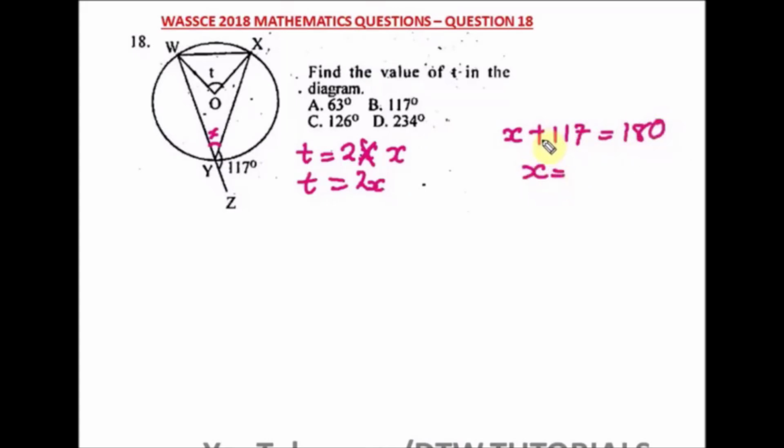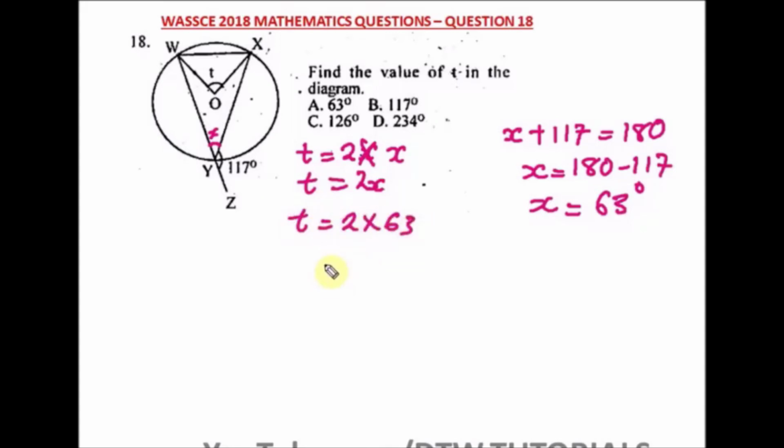Taking 117 to the other side, we have x equal to 180 minus 117. What is 180 minus 117? We are going to get 63 degrees. So x is equal to 63 degrees. From here we can get our t. So t is equal to 2 times 63. And what is 2 times 63? 126 degrees. So our answer is 126 degrees, and our right option here is option C.